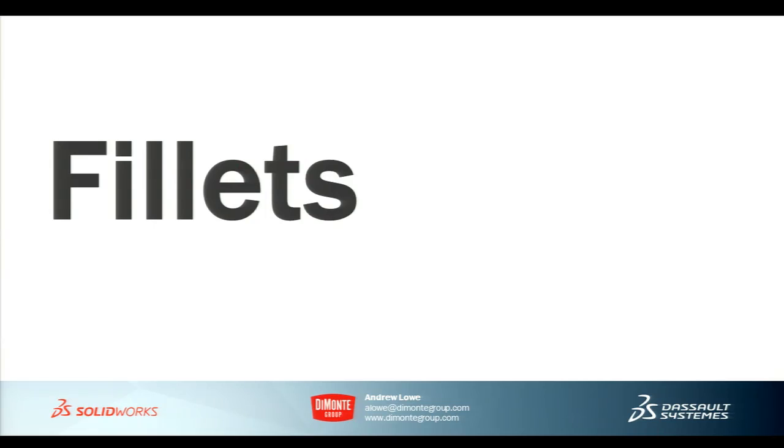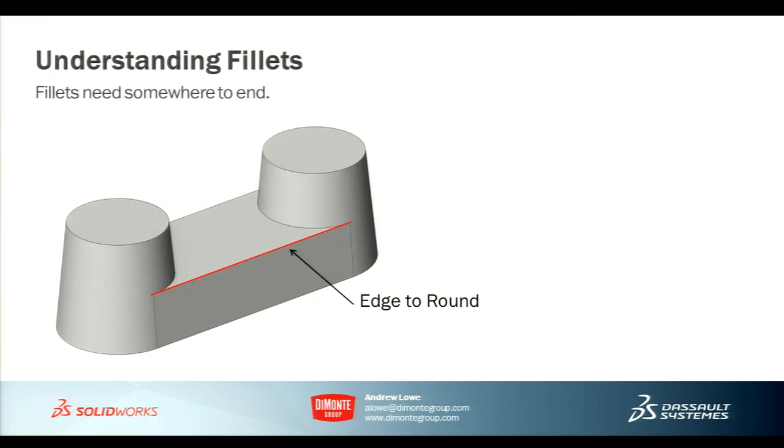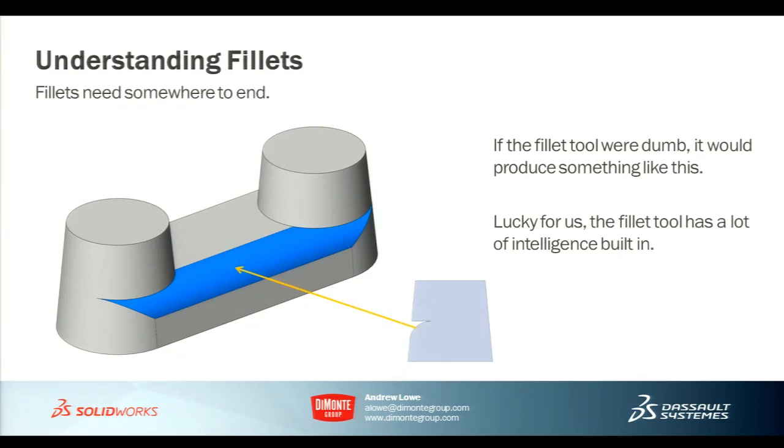So let's begin by looking at fillets and understanding what the fillet tool is doing in the background when we apply a fillet to an edge. So I would like to fillet this edge here, highlighted in red. But if the fillet tool were dumb, we might get something like this, the blue face, whereas we can see in the little diagram here, it actually created an undercut on the two cones.